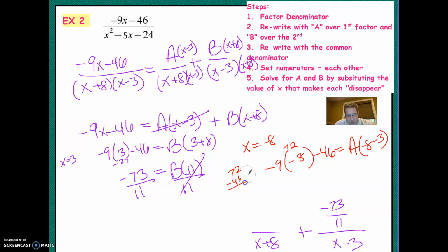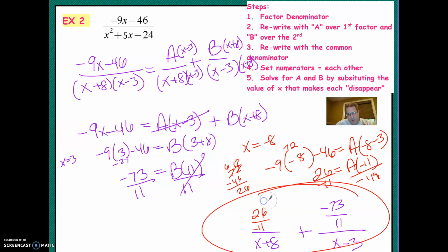72 minus 46 is 26, so positive 26 equals a times negative 11. Divide both sides by negative 11, and that's what you got left over, 26 over negative 11. And this is going to be our solution.